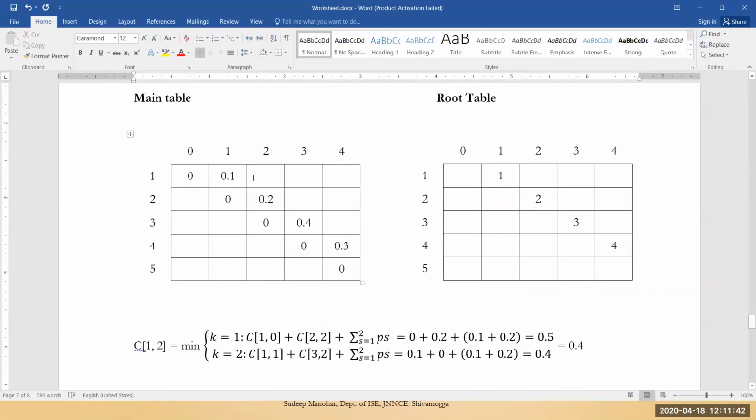Yes, so the same table I have reconstructed in the Word so that I can show you the computations, how it is done. Okay. So now we have to fill. Now lower diagonal elements are not considered. We have to consider only the upper diagonal elements, and we have to compute all these diagonal wise itself.